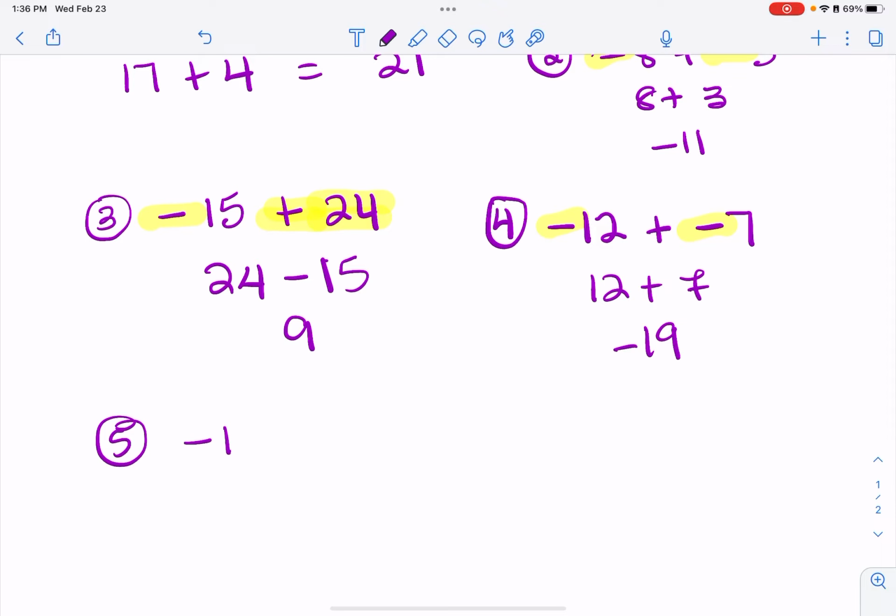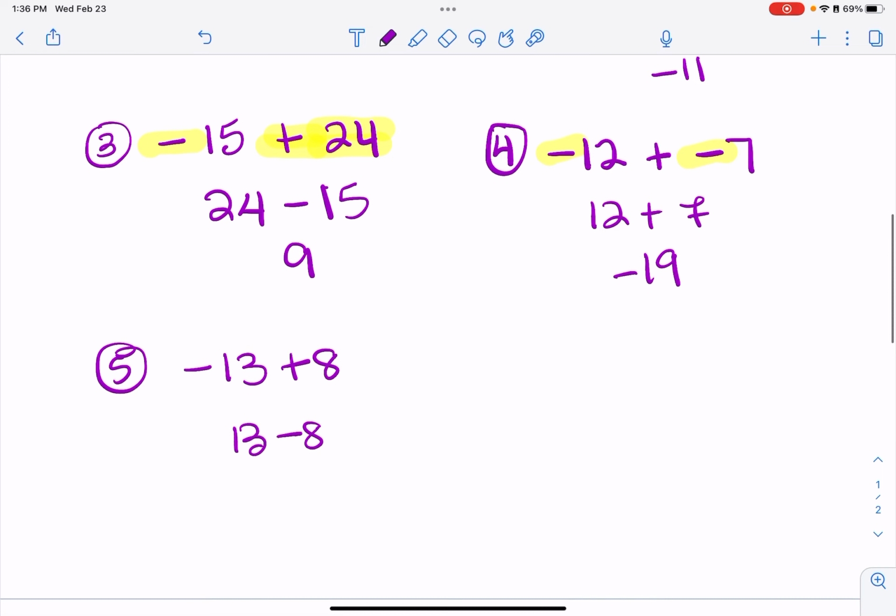So let's look at negative 13 plus 8. The rule says I'm to subtract. And again, when I subtract, smaller from larger number, I get 5. Look at your numbers. The larger absolute value would be 13 because the absolute value of 13 would be 13. The absolute value of 8 would be 8. So because 13 is the larger absolute value, my answer is negative 5. One last example.